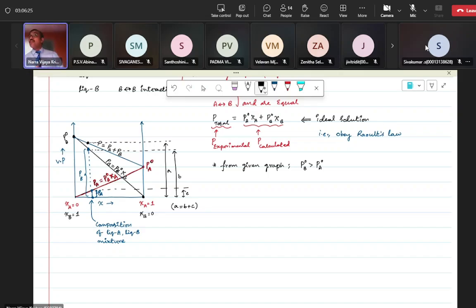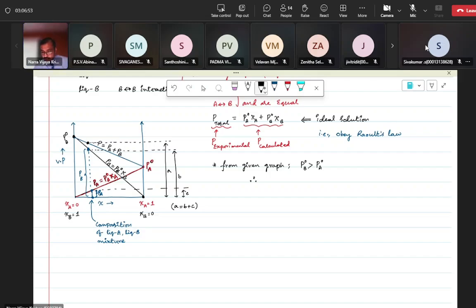What is the meaning of it? Which will convert into vapor readily. I cannot always write like this. I can write PA naught here, PB naught here also. What is the meaning of it? Which is converting to vapor readily? B. Means can I write B is more volatile than A? Correct?